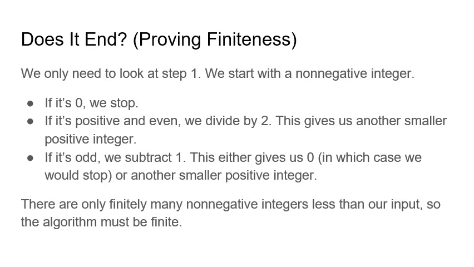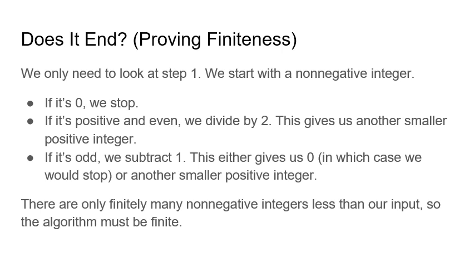Finally, we need to show that it terminates, that it's finite. To show that the algorithm ends, we actually only need to look at step 1, because step 2 is going to have pieces that correspond to every operation in step 1. So if step 1 is finite, so is step 2.